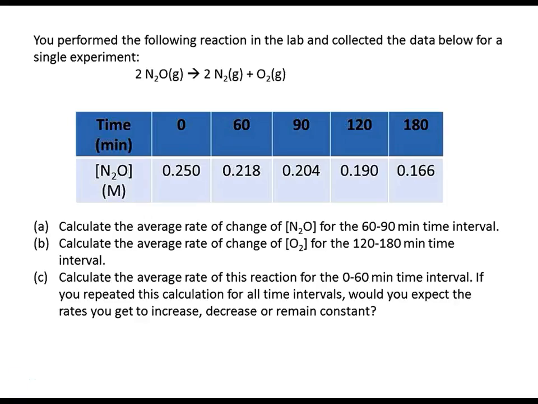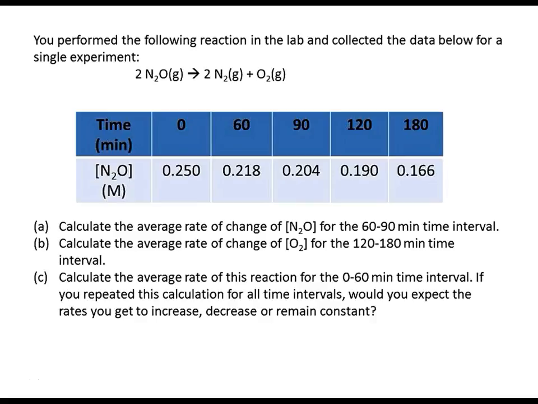We're going to do this practice problem to make sure everybody knows how to do a related rates problem. Now this is combined with just a calculation of an average rate, so we're going to start with that. You perform the following reaction in the lab, collected data for a single experiment. This is the decomposition of dinitrogen monoxide into 2 molecules of N2 and 1 molecule of O2.